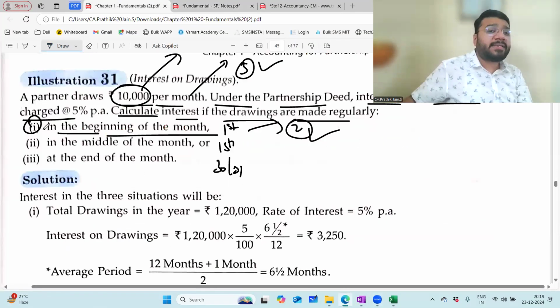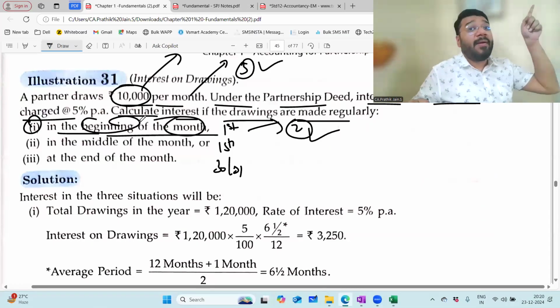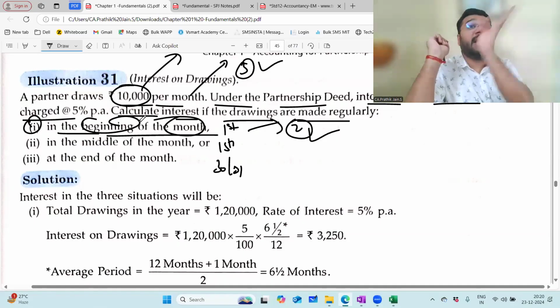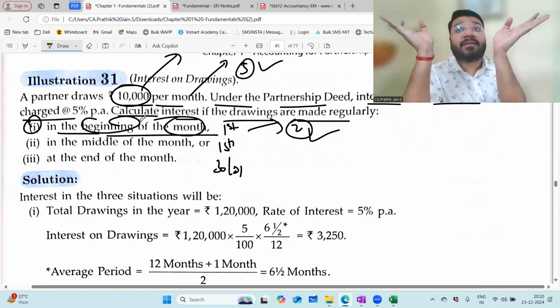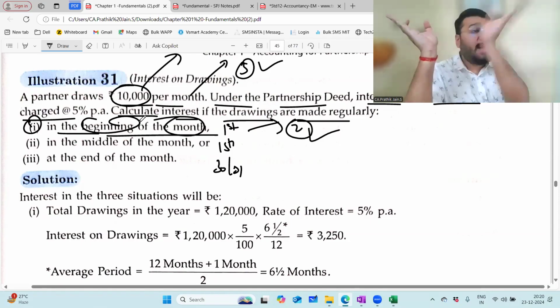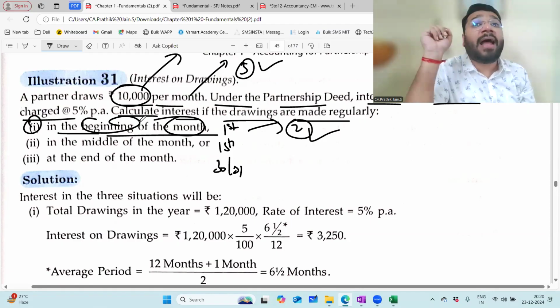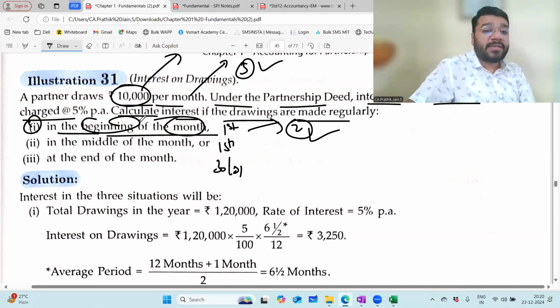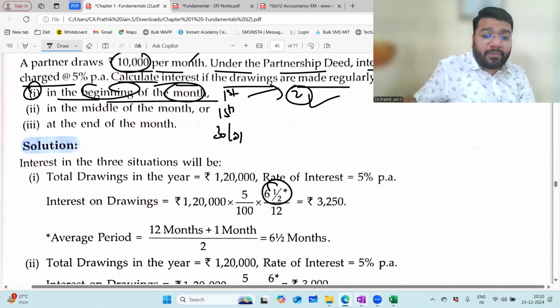Come back to our question. Guys, the money is withdrawn at the beginning of every month. Beginning means left or right? Left. End means right. Left means plus or minus? Plus. Beginning, 0.5, you will add on 1.5. 6.5 is how much? 6.5. So 6.5 by 12.